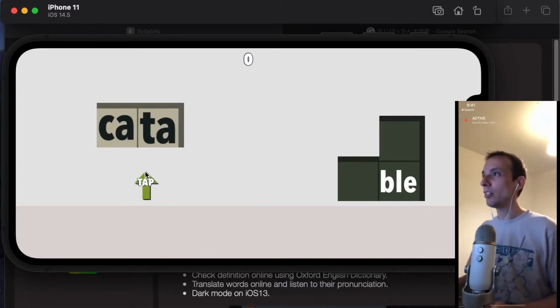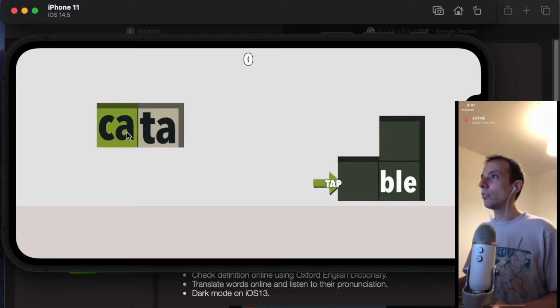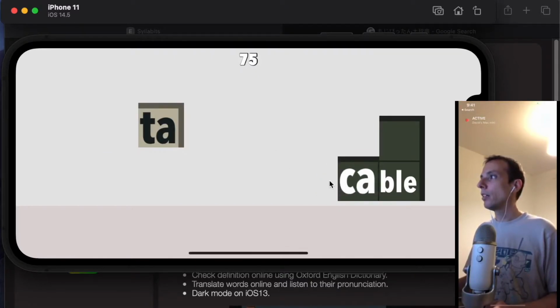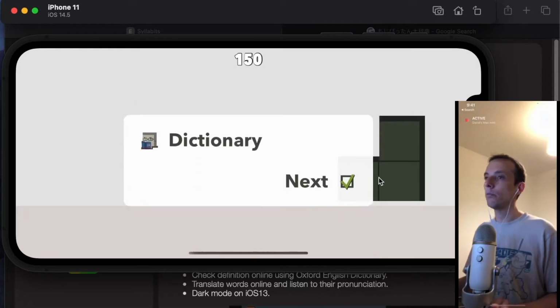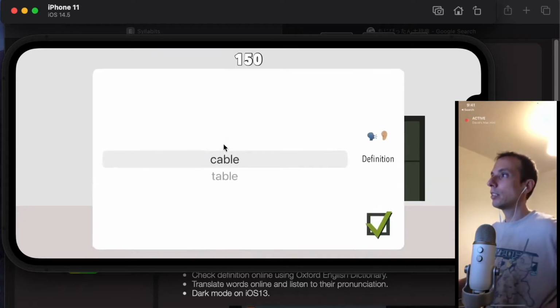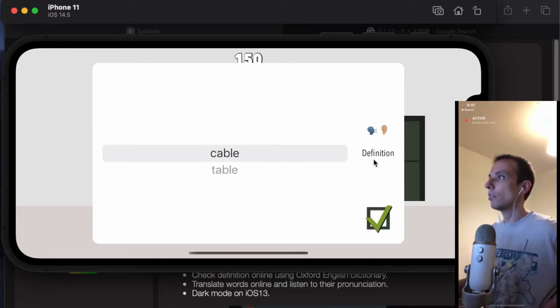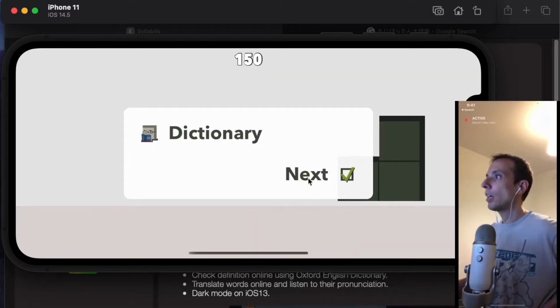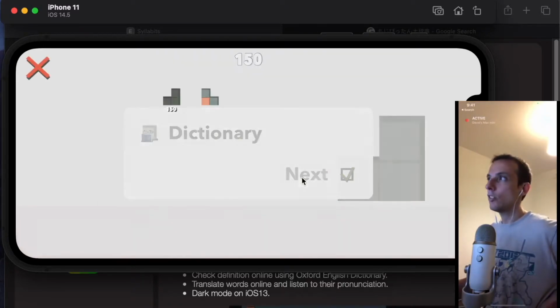Very simple, right? So it says tap. So you select one block and just tap here, and now you make this word cable. If I tap again, put it here, and make this word table. That's all. You can check the dictionary and see the words that you've made, and you can search the definition or listen to them. Cable, table, fine. Let's go to the next stage.